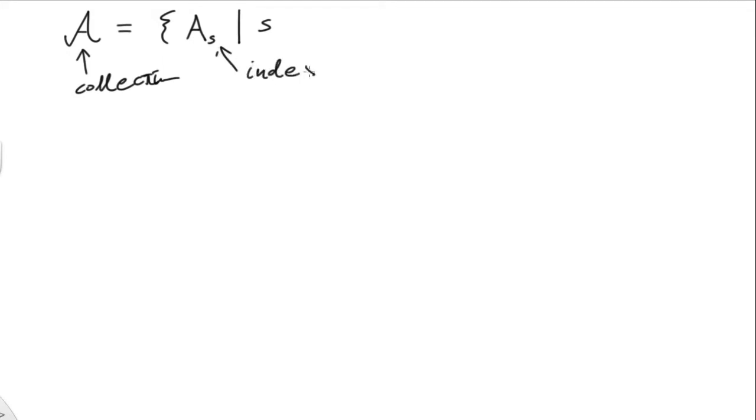Okay, so now we go to A. We talk about our script A as our collection, and we might write it like this: sets A_s, where now s is some index, and this index is part of some index set, which I'll call capital S. This lowercase s represents our index, and the capital S is our index set. It's the set of things that we're ranging over.